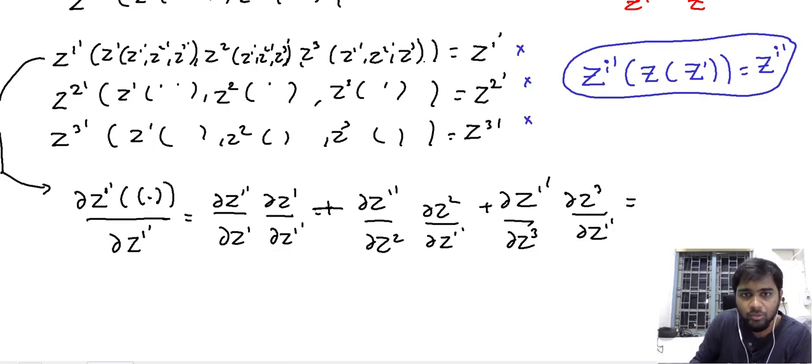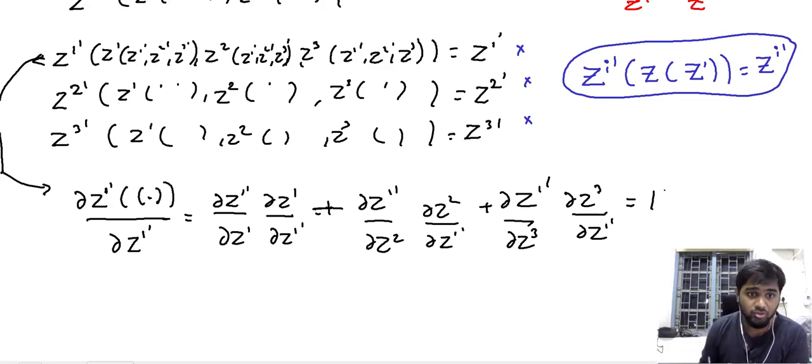Now this is the partial derivative starting off with this expression here. This extended form of the chain rule is being used for the left hand side of the expression, and on the right hand side we end up with 1.